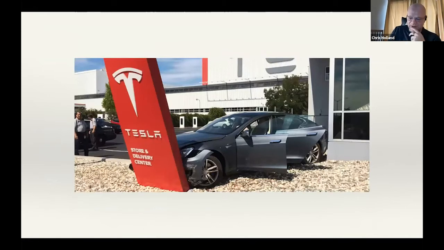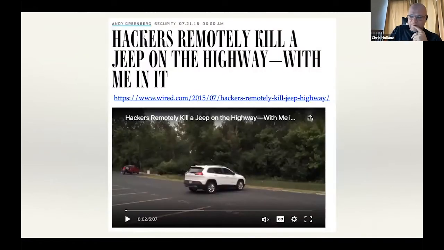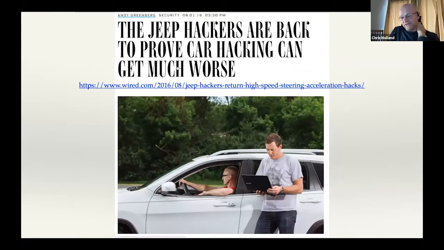Obviously, this, right? There have been a lot of security issues in cars, for example, where hackers could remotely kill a Jeep on the highway. That was pretty creepy. That was a 2015 article. And then a couple of years later, actually in 2016, they came back and did it again. So there are a lot of security flaws in any software.